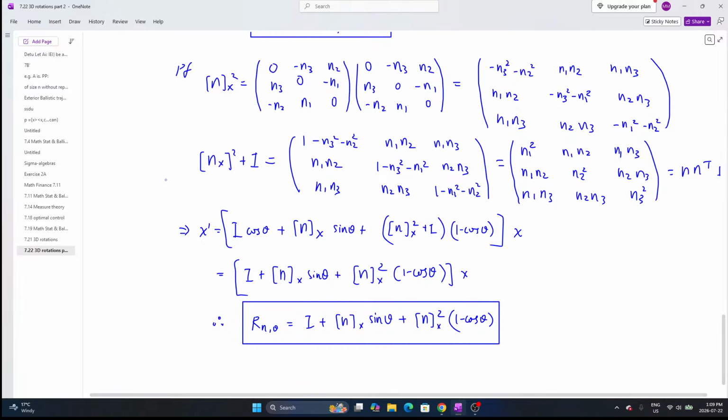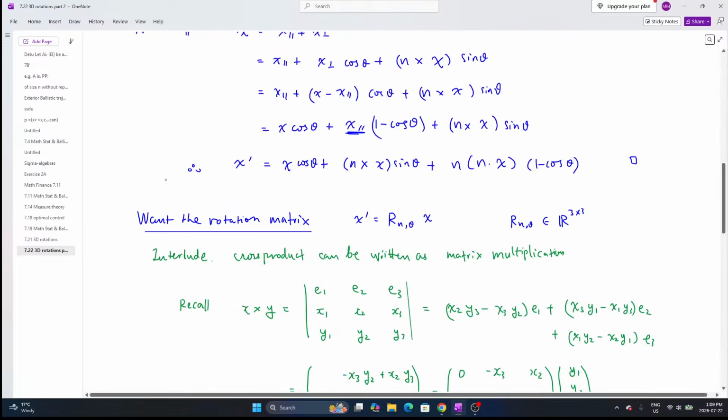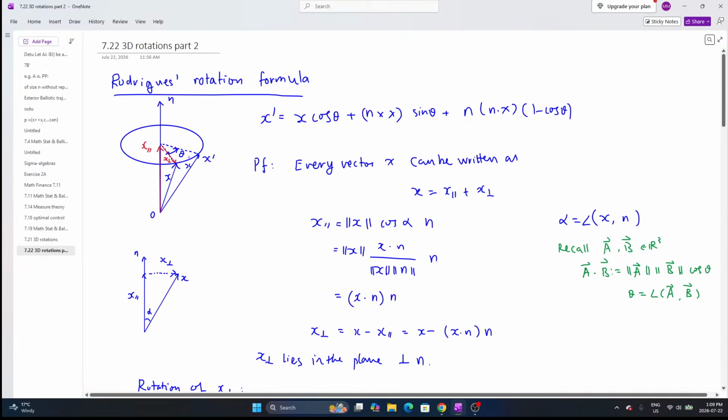Remember, how many degrees of freedom are in rotation? I was talking about it yesterday. There's only 3 degrees of freedom in rotation. Let's think about it. Here you need an axis and an angle. The axis is a unit vector, so the 3 components of n have a constraint. Therefore, there are only 2 free variables in n. So in total, you should have 3 free variables.